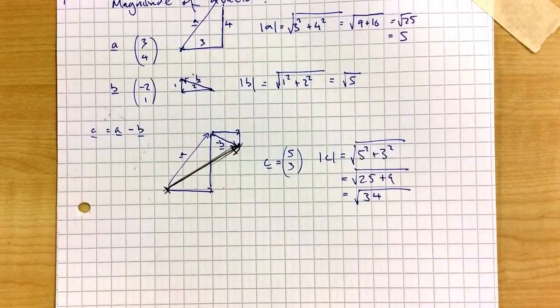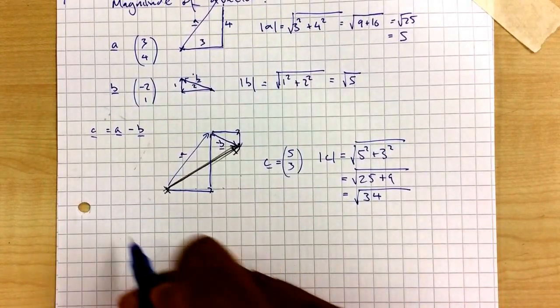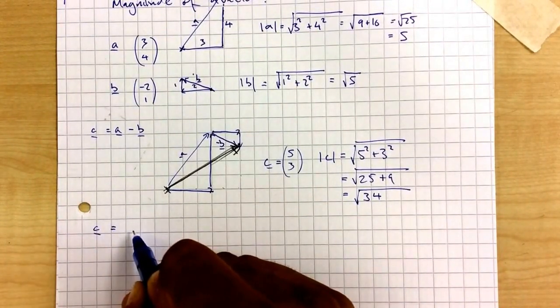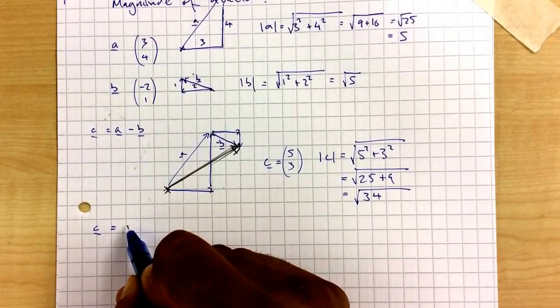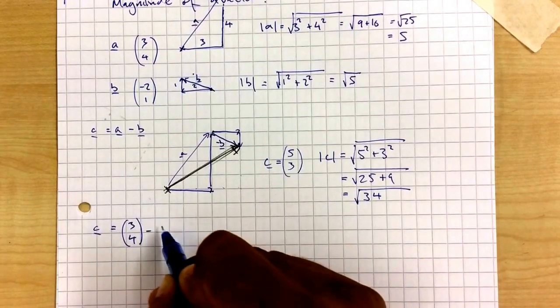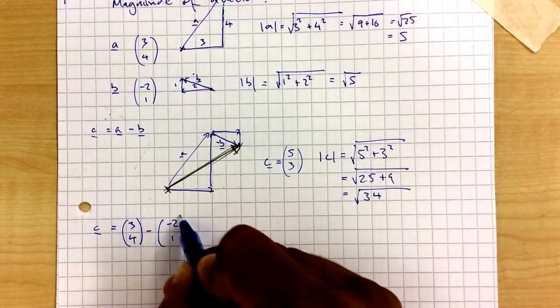So, last bit with this. The same vector C we can do purely with numbers. So vector C, we could have done like this. With A and B, it's A minus B. So A, which is (3, 4), minus B, which is (-2, 1).